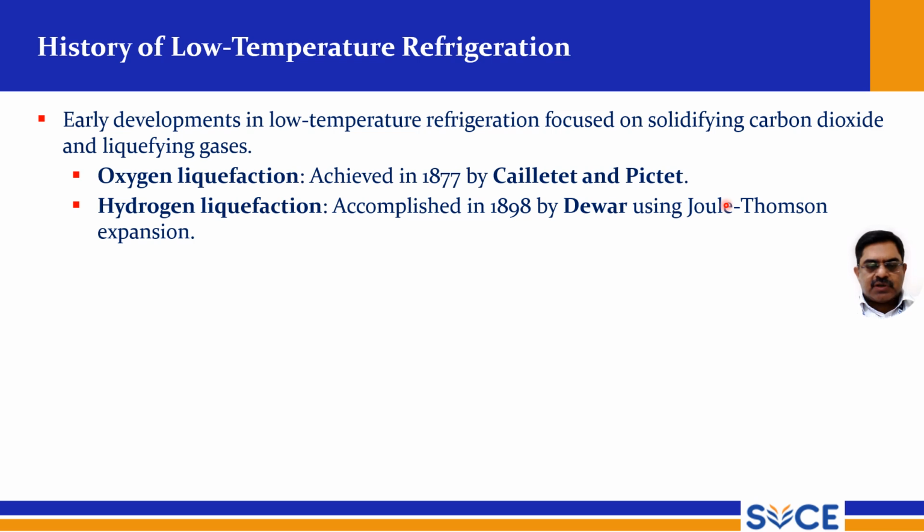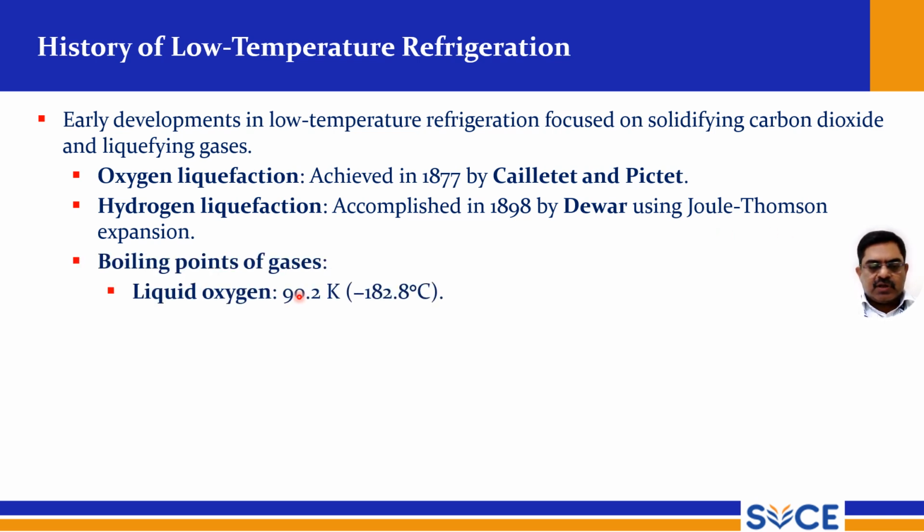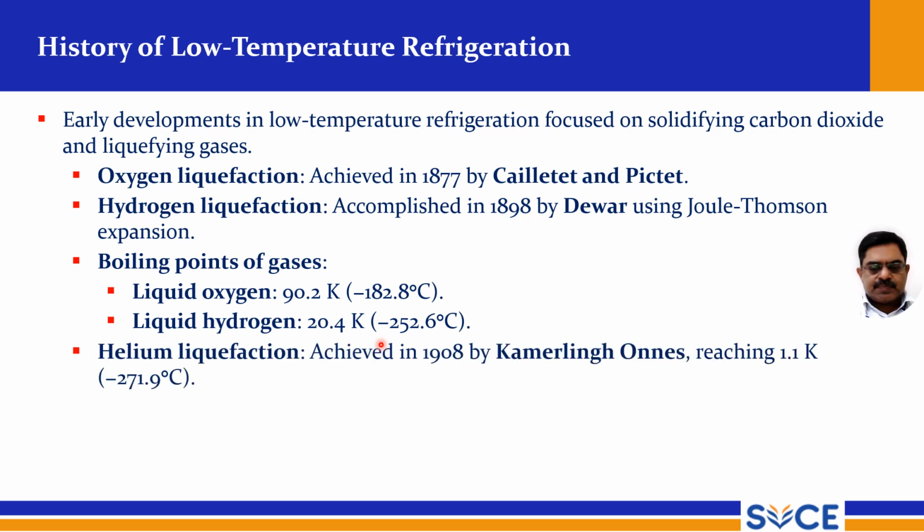Hydrogen liquefaction was accomplished in the year 1898 by Dewar using Joule-Thomson expansion. And then boiling points of gases. So liquid oxygen, it is 90.2 degree Kelvin, and that is minus 182.8 degrees Celsius. Liquid hydrogen is 20.4 degree Kelvin, that is minus 252.6 degree Celsius.